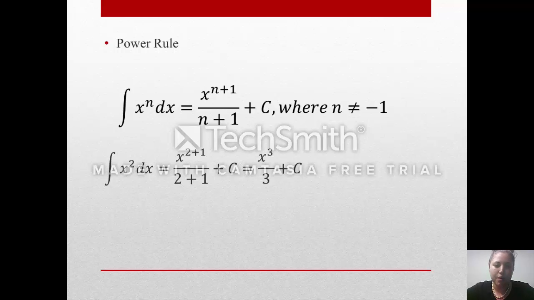Now, to explain the power rule, I'm just going to read the function. The integral of x to the n, where n could be any number, dx equals x to the n plus 1 divided by n plus 1 plus c, where n cannot equal -1. If n equals -1, that is a special function, 1 over x, and that is the special derivative of the natural log of x. So if we take n equals 2, we have the integral of x squared dx equals x to the 2 plus 1 divided by 2 plus 1 plus c. Simplified, that equals x cubed divided by 3 plus c.